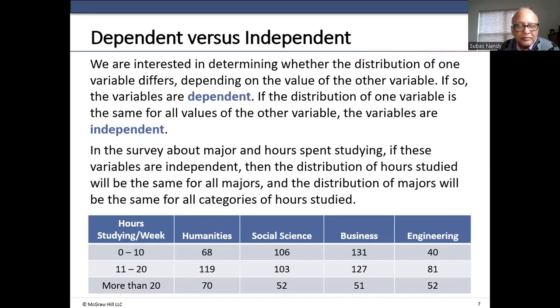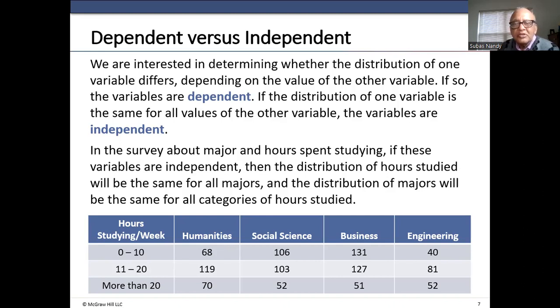Perform test of independence. We are interested in determining whether the distribution of one variable differs depending on the value of the other variable. If so, the variables are dependent. What does it mean in this case? If for a particular major they spend more time, then they are dependent. If the distribution of one variable is the same for all values of the other variable, the variables are independent. So if they're independent, it does not matter what their major is. They're approximately studying about the same hours. The hours they spend studying and their major are independent.